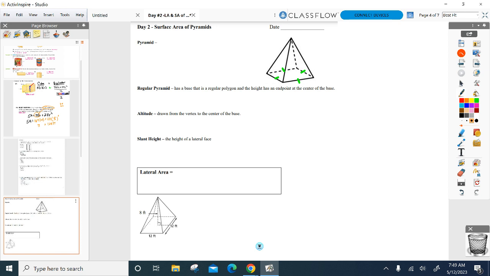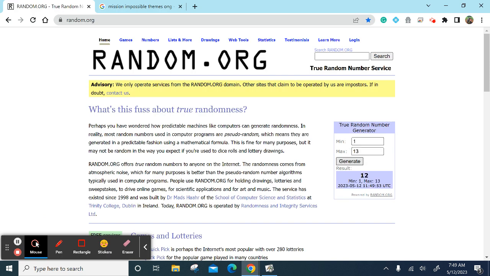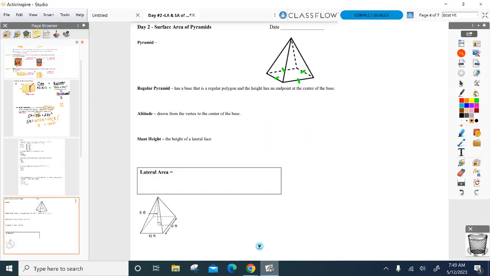And what do you know about all the other faces now? They're not rectangles anymore like they were for the prism. What are they? Take the base away. What are all the faces now? What shape are the faces?